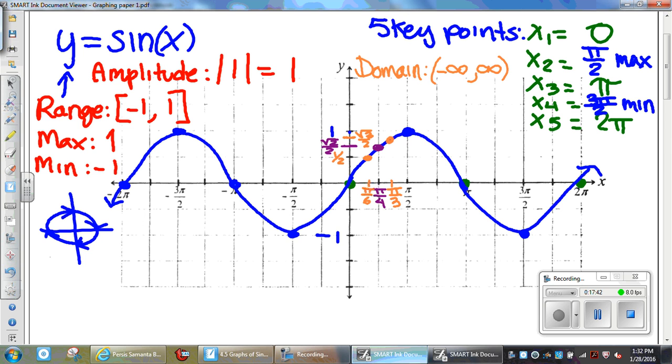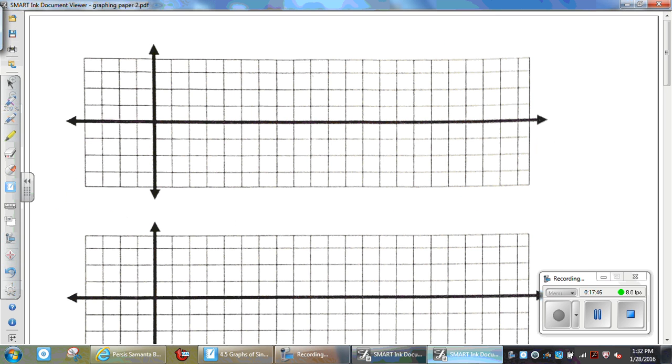And so for that graph, I would like you to use the other paper, that one. So here we're graphing 1/2 times sine of x. So what I want you to do is count 2 units, and that will be a 1. So the 1/2 will be 1 unit.